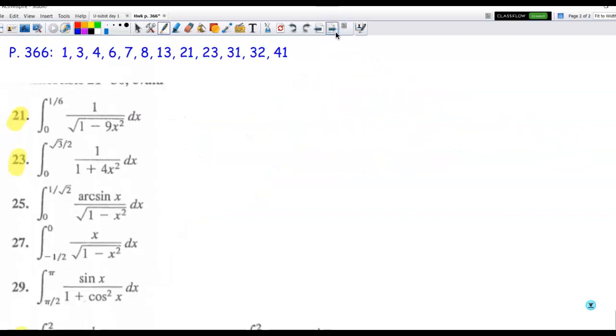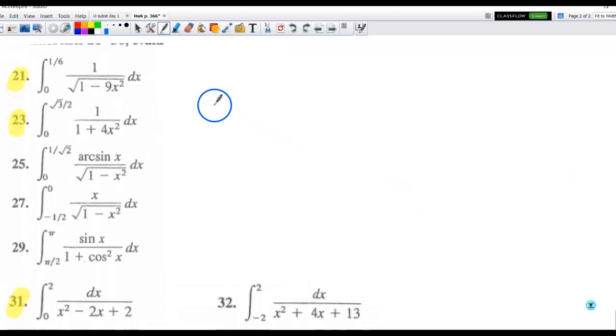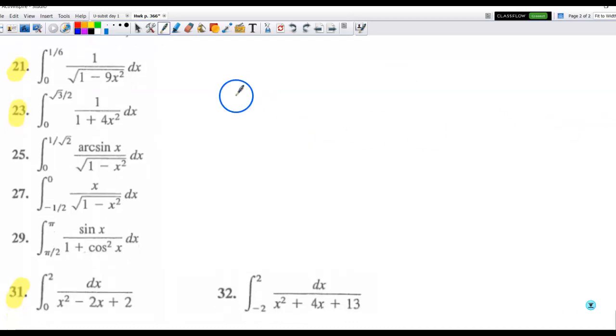So let's go to the next page for me. And let's hit 21 and 23, and we're moving from indefinite integrals to definite integrals. So problem number 21 looks very much like inverse sine. So let's see, pretty sure that's going to work out for us.